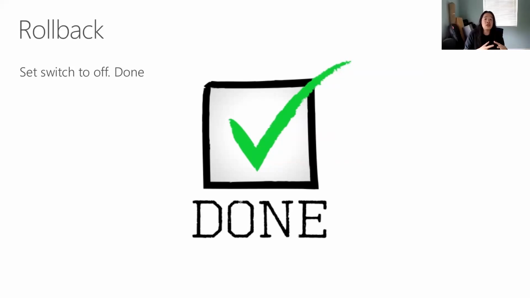You don't need to push new code out. Remember, this is all done at runtime, right? So those are the reasons why I freaking love feature flags, because they give me the ability to move at a much faster pace than if I didn't have feature flags. And it allows me to do things that I can't do if I didn't have feature flags.